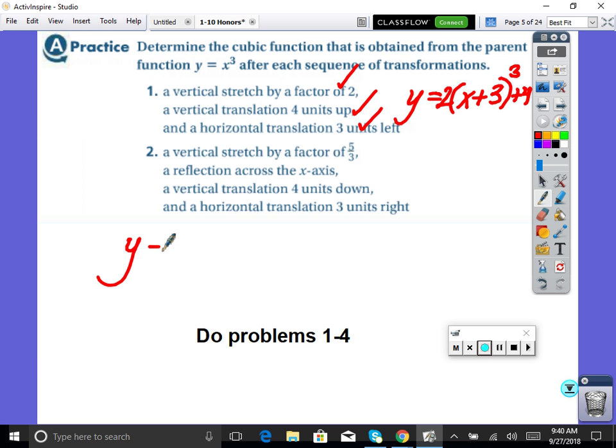Okay, one more. Let's say y is equal to, I always do a shift left and right first, so it's shift 3 units right, so that'd be x minus 3. This is a cubed function, so degree 3. And then 4 units down, minus 4, so check, check. It says a reflection across the x-axis, so that's a -1 in front, right? -1 in front. And then it says a stretch by a factor of 5/3. So like this.